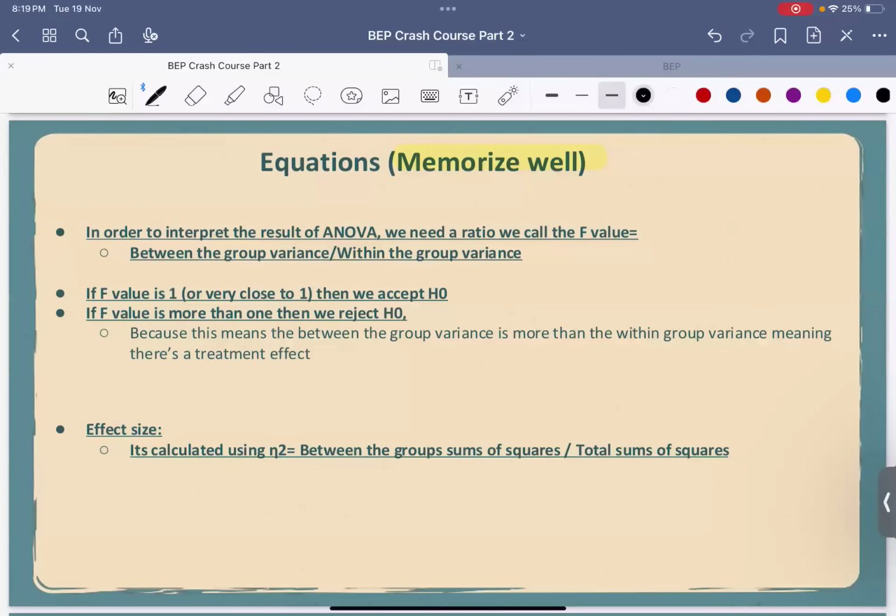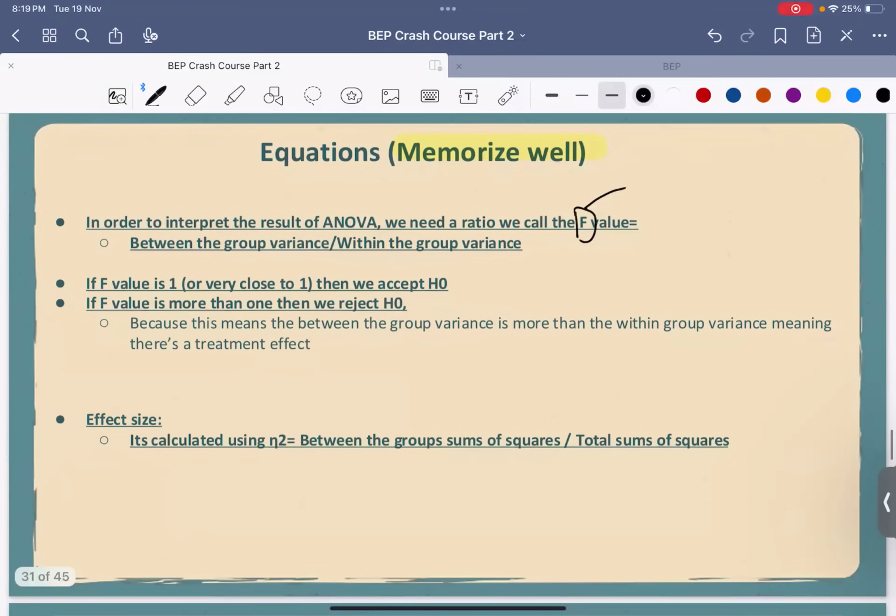So in order to interpret the result of ANOVA, we need a ratio we call the F value. So what is the F value? It's a ratio. This is a question in the exam. F value, is it a ratio? Is it an interval? Is it a percentage?